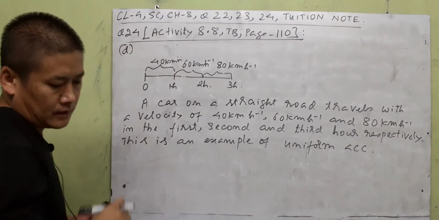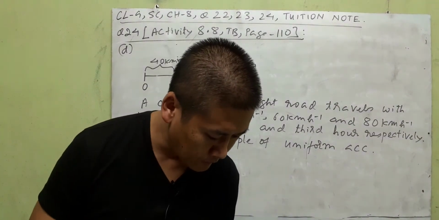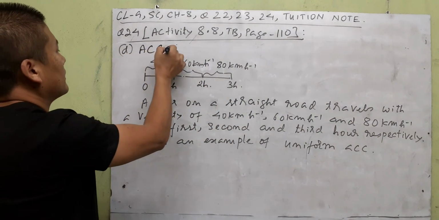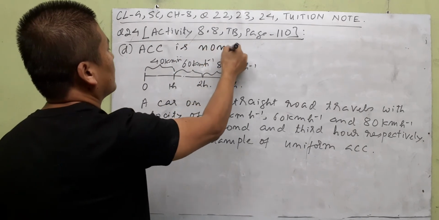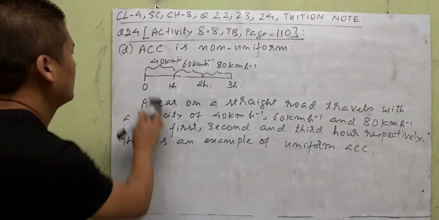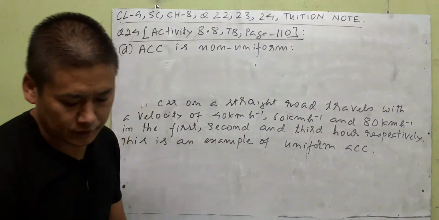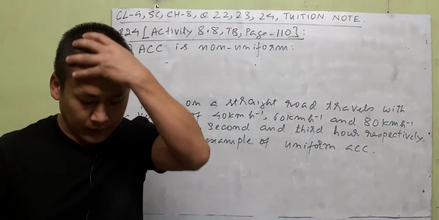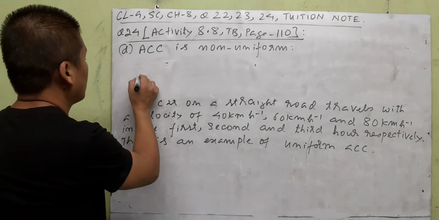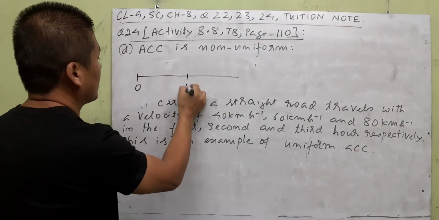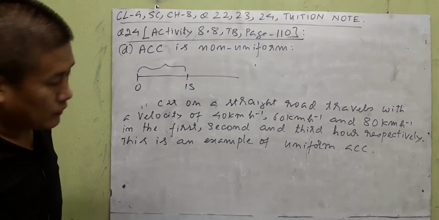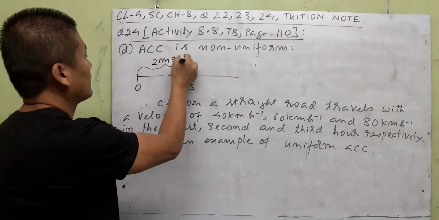D, they are asking us for an example where acceleration is non-uniform. So here acceleration is non-uniform. We have to give an example of non-uniform acceleration. See here, because of crowdedness of a street, let us say busy traffic. Okay, so from 0 to 1 second, a car is traveling with a velocity of 2 meters per second.